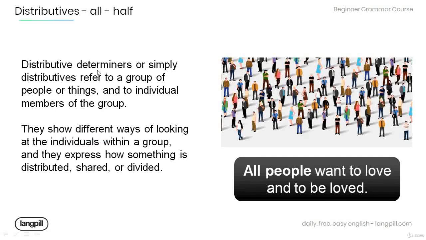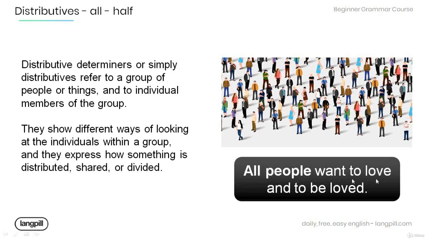Distributive determiners, or simply distributives, refer to a group of people or things and to individual members of the group. Note that they show different ways of looking at the individual within a group, and they express how something is distributed, shared, or divided. Now let's have a look at the example over here.